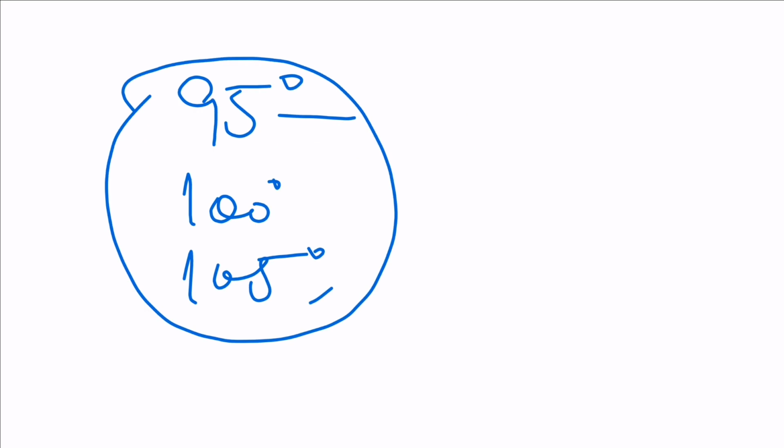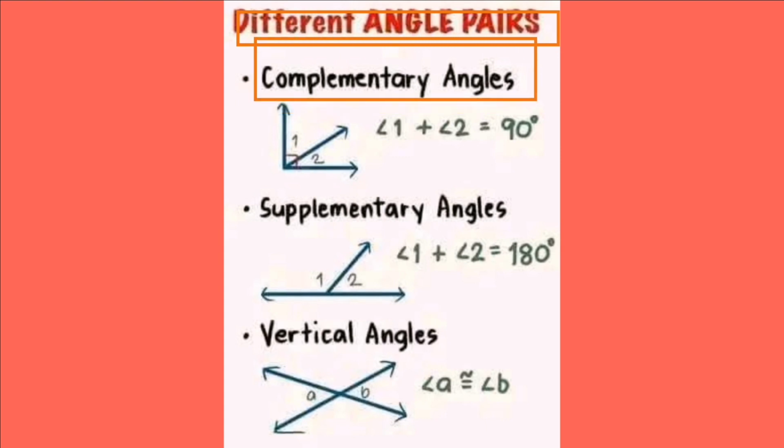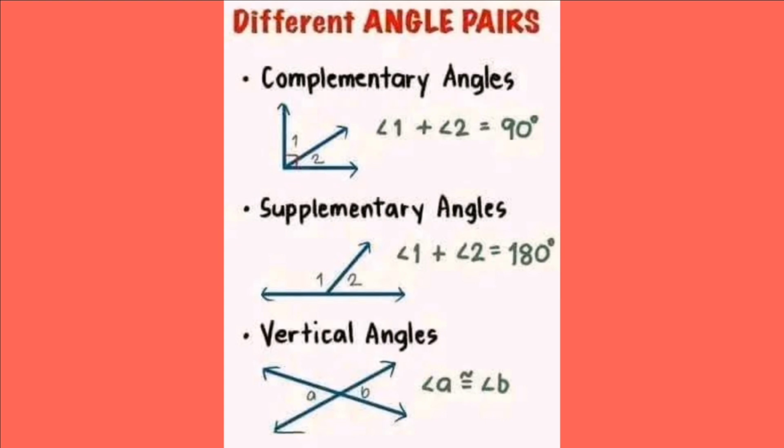Another type: different types of pairs of angles. Complementary angles. Two angles, angle 1 and angle 2, are said to be complementary angles if their sum is equal to 90 degree. Geometrically, angle 1 and angle 2 are complementary angles because the sum of these two angles is 90 degree.